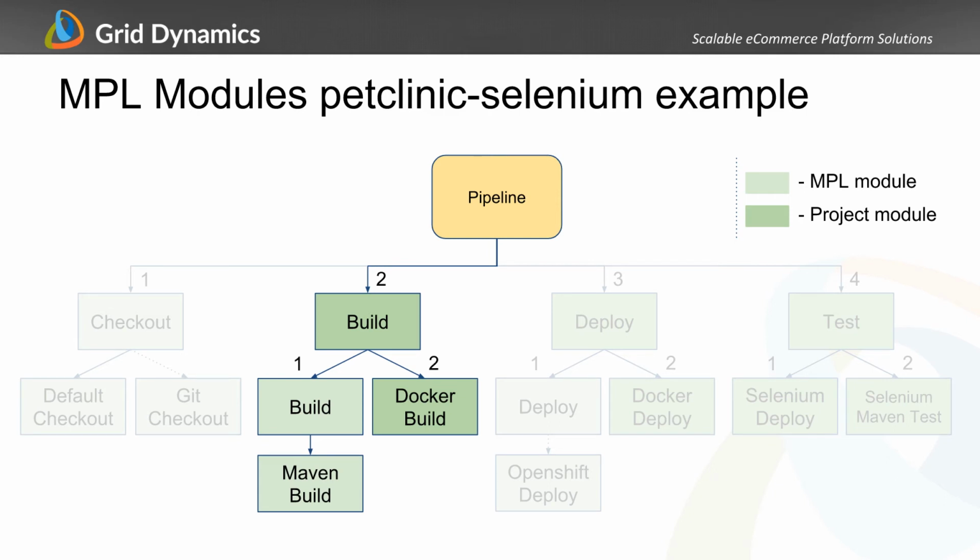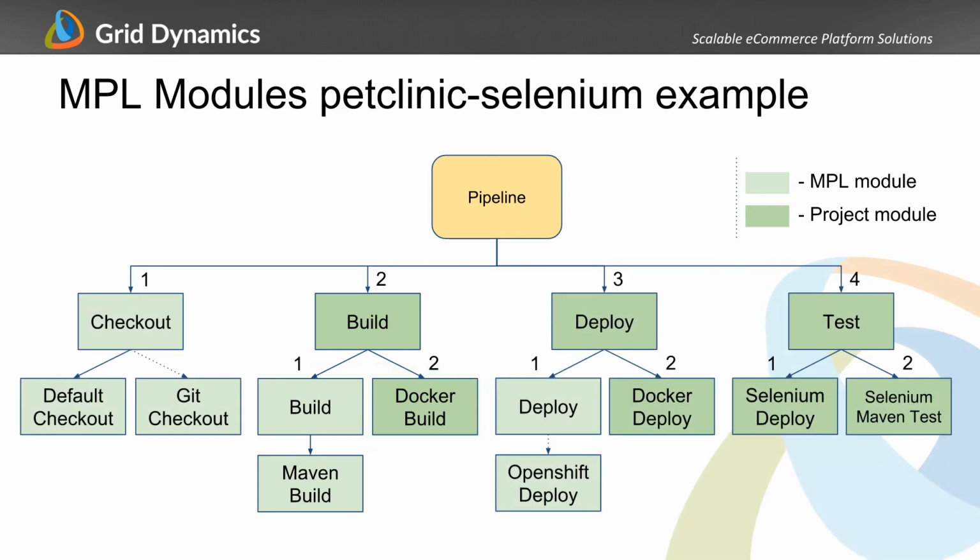Actually, you can't override models on the project side until checkout, because the workspace is empty. The build model is overridden because we need to inject the Docker build model after the default build. So we call the same build model. It's executed from the MPL as is, and after that we call our project side Docker build model to perform Docker image creation. And this is how it works. No magic, just logic.